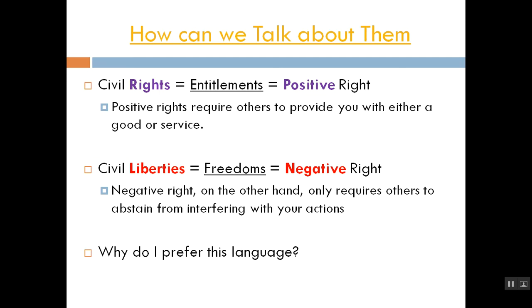If it were a positive right, that's exactly what the government would have to do. It would have to actively provide you with that good, the firearm. But when we're talking about the Second Amendment, understand that it's a natural right, it's a negative right, but it is a civil liberty. It is a freedom that you may choose to practice if you would like to do so, but one which you cannot compel others to take part in. That's not the same as your right to an attorney.